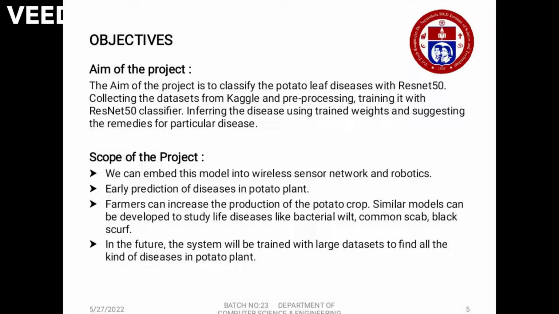Objectives. Aim of the project. The main aim of the project is to classify the potato leaf diseases with ResNet50. Scope of the project. We can embed this model into wireless sensor networks and robotics. Early prediction of diseases in potato plants. Farmers can increase the production of potato crop.